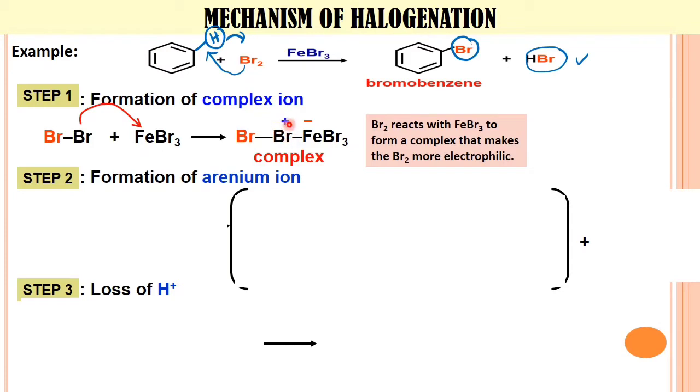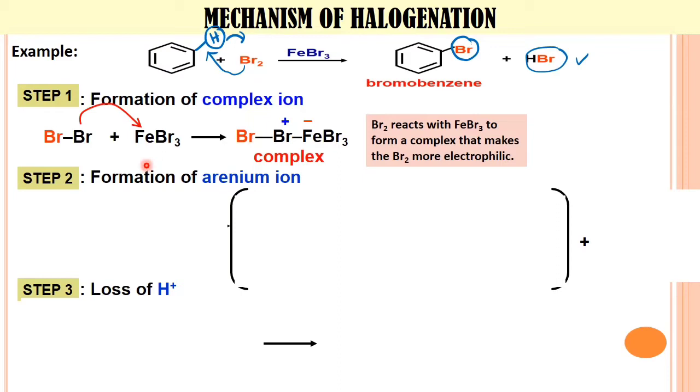Kenapa bromine jadi positif? Sebab bromine donate. Kenapa iron ni jadi negatif? Sebab iron accept electron from bromine. So first time you tengok bromine bercharge positif dekat sini, nampak? So that's why when bromine reacts with iron tribromide, it will form a complex that makes the bromine more electrophilic. So bromine tu akan jadi sebagai electrophile. So that bromine will substitute into the benzene ring. Okay, so this is the first step.